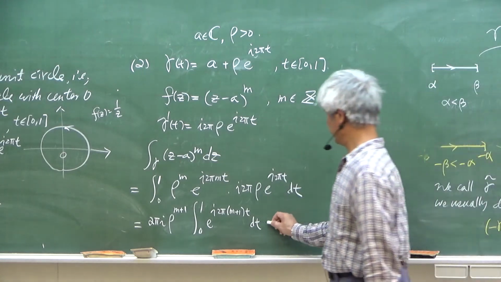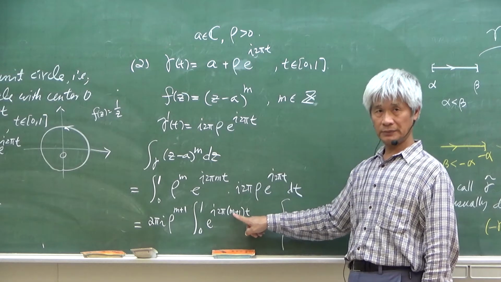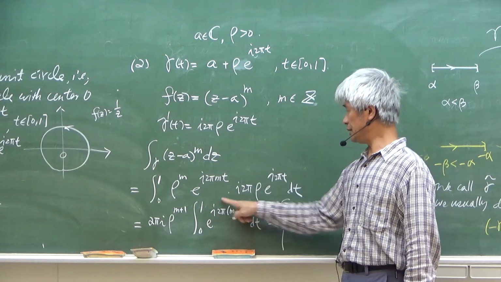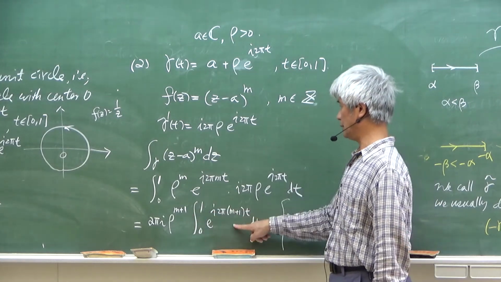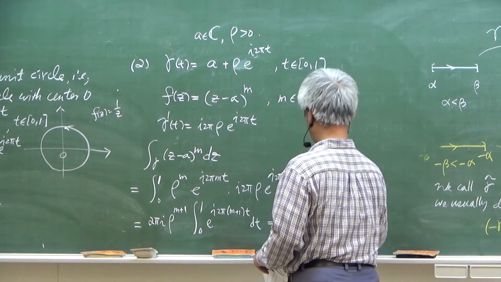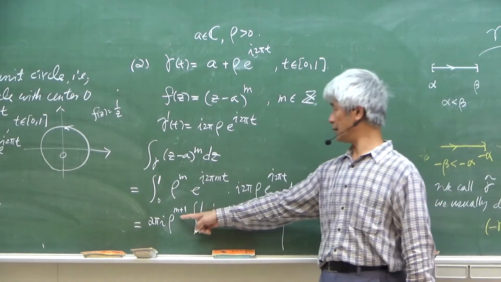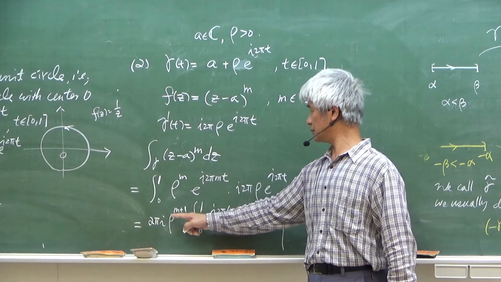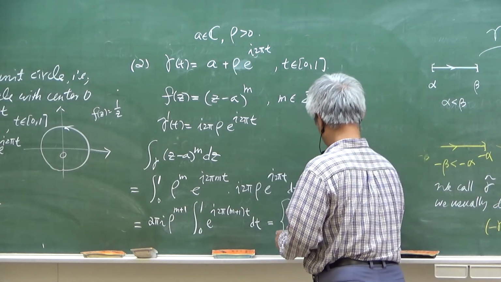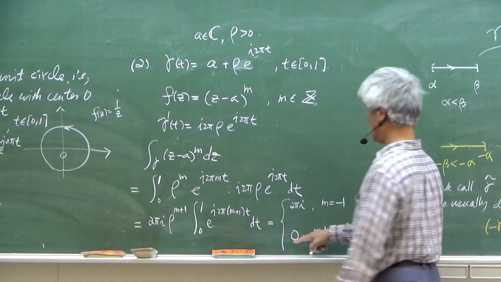Now, we have two cases. If m is equal to minus 1, the exponent is 0, and the integral is 1. So you got 2 pi i when m is equal to minus 1, because rho to the 0 power is equal to 1. And the interesting thing is that if m is not equal to minus 1, then it becomes 0.